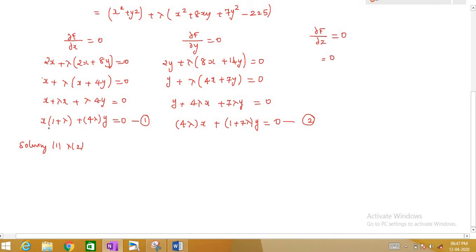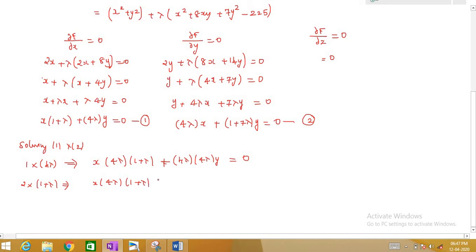What I'm going to do is multiply the first equation by 4 lambda. So we will have x into 4 lambda (1 plus lambda), and I'm going to multiply this by 1 plus lambda. If I subtract, this term will be cancelled. So this equation will become x into 4 lambda into (1 plus lambda) plus 4 lambda y equal to 0, and I'm going to multiply the second equation with 1 plus lambda. If I do that, I'll have x into 4 lambda (1 plus lambda) plus (1 plus 7 lambda)(1 plus lambda) into y equal to 0.